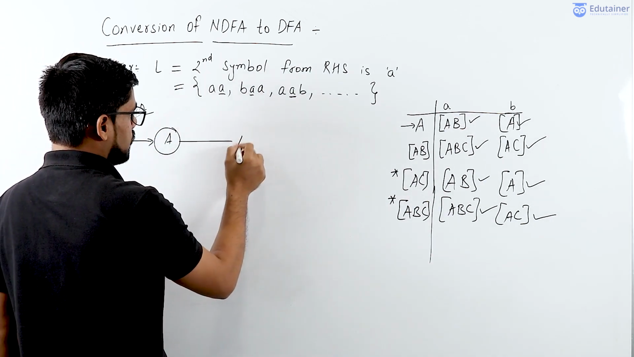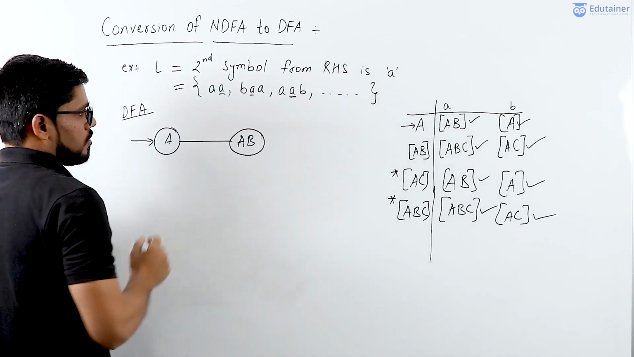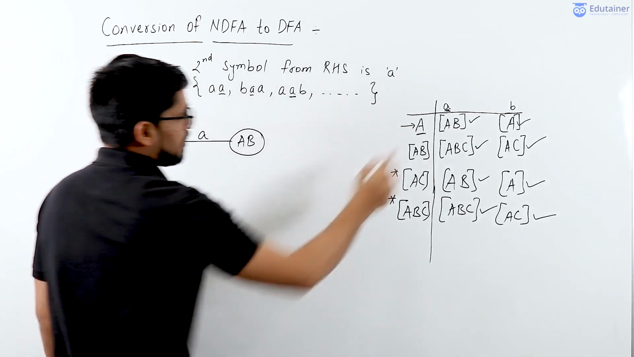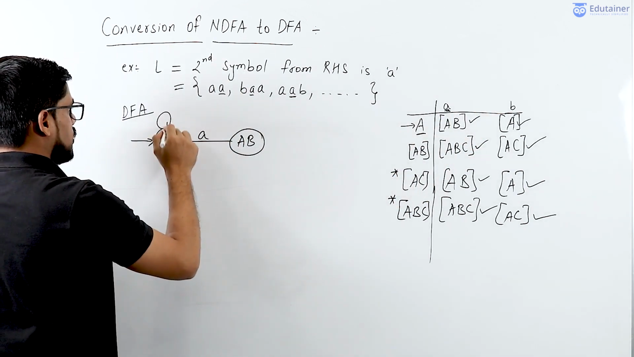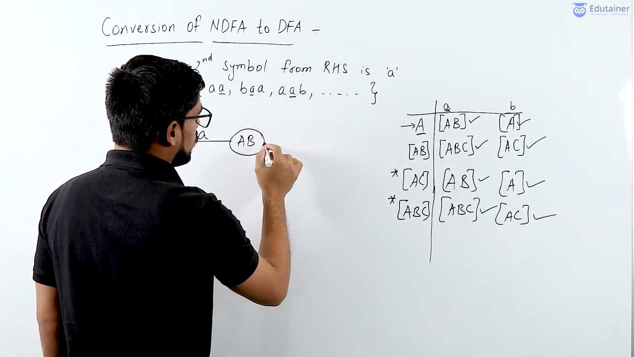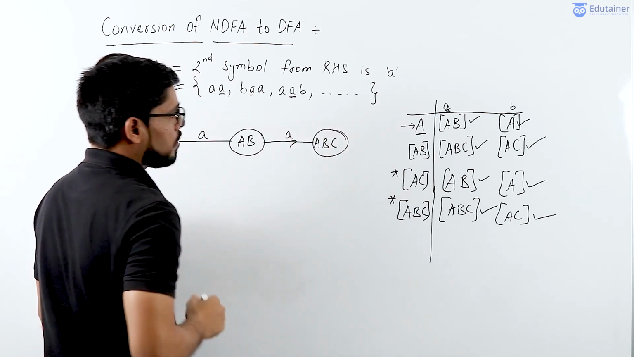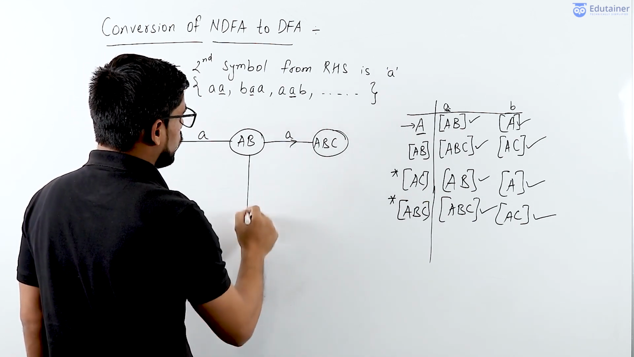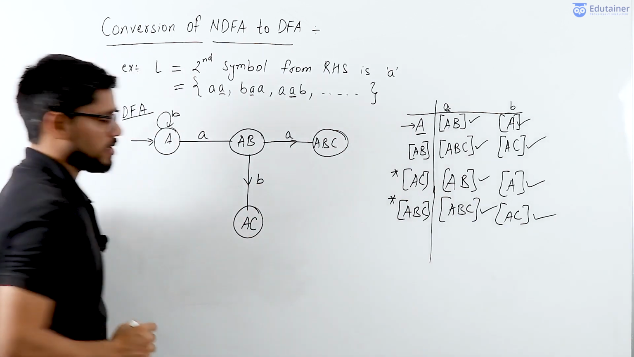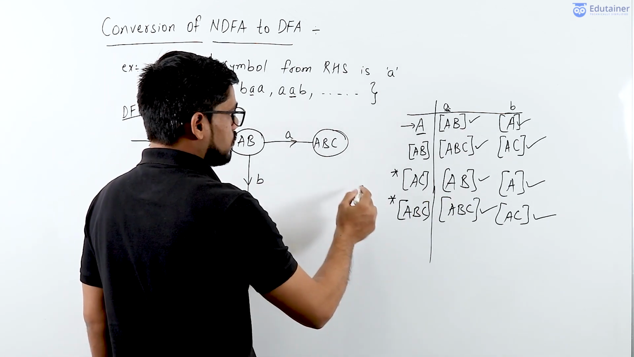So on A, let's say AB. Capital A on seeing A will go to the state AB. Capital A on seeing B will go to itself, state A. Capital AB on seeing small a will go to state capital ABC, and on small b it will go to the state capital AC. So these two are over.